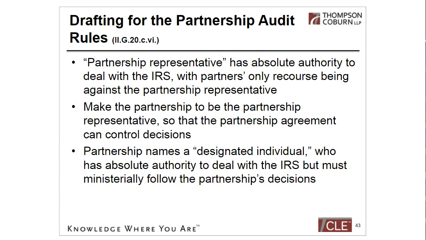Now, I'm going to tell you my recommendation for dealing with these, and it's going to sound really weird, but this is one of those things that the statute wasn't really necessarily clear on, but the regulations, after a lot of input from taxpayers, they convinced the IRS to do this. And that is, you can make an entity be the partnership representative who has this authority. So you can make the partnership itself be the partnership representative. And that way, instead of having one person make all the decisions, the partnership agreement can control the decision-making process. And then the partnership names a designated individual. And that person has absolute authority to deal with the IRS, but they are required to follow the partnership's decisions. So it gives the partners a chance to have input on the audit process, and because the designated individual is required to gather that input.